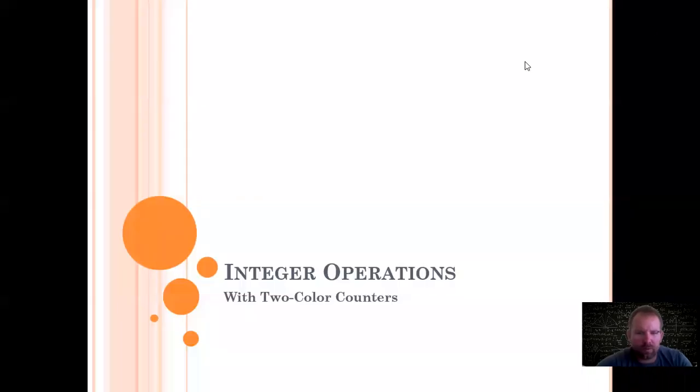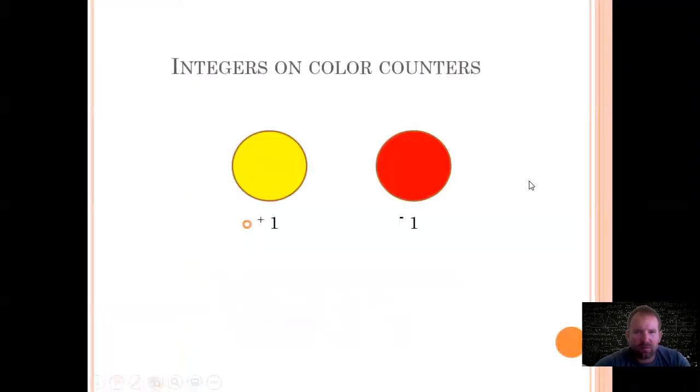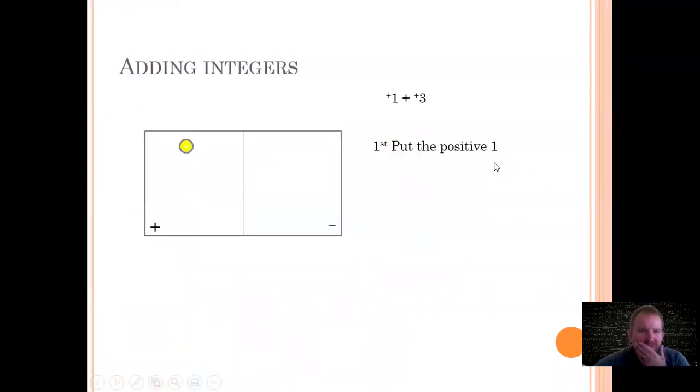All right, everybody. So today we're going to talk about integer operations using color counters. We're going to go through a little PowerPoint slide. Positive color counters are going to be represented with yellow, and negatives are going to be represented with red. We're going to look over some problems.